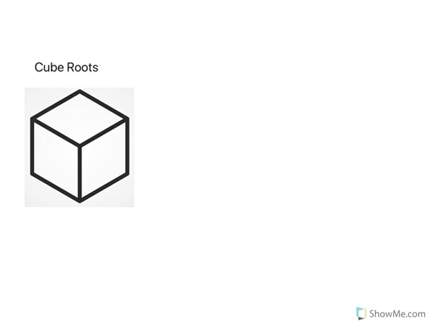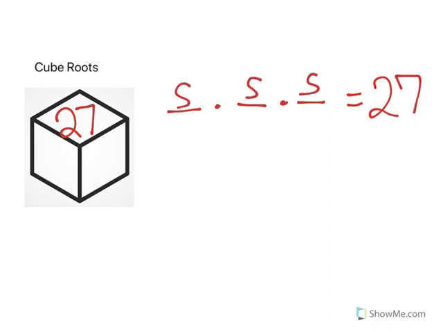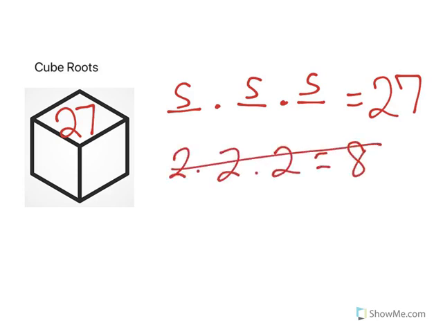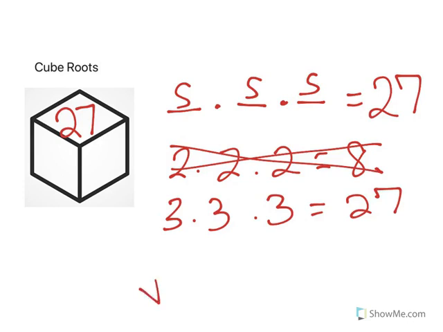Let's try one more example. Let's say the volume of your cube is 27. So blank times blank times blank has to equal 27. Your side times your side times your side has to equal 27. 2 times 2 times 2 is 8, so that's not it. 3 times 3 times 3 does equal 27, so the cube root of 27 is 3.